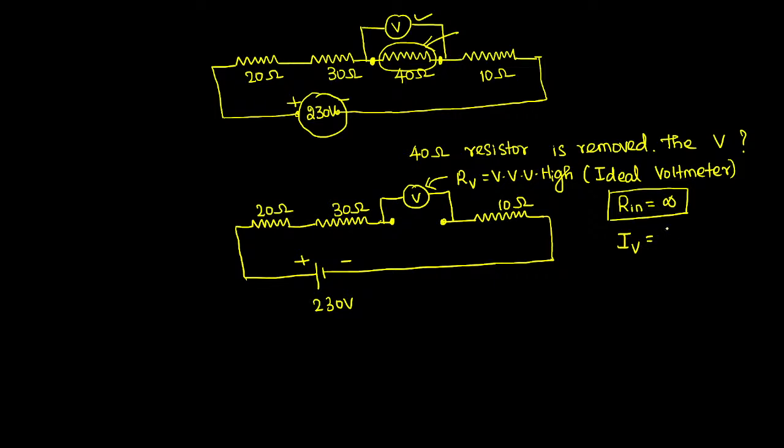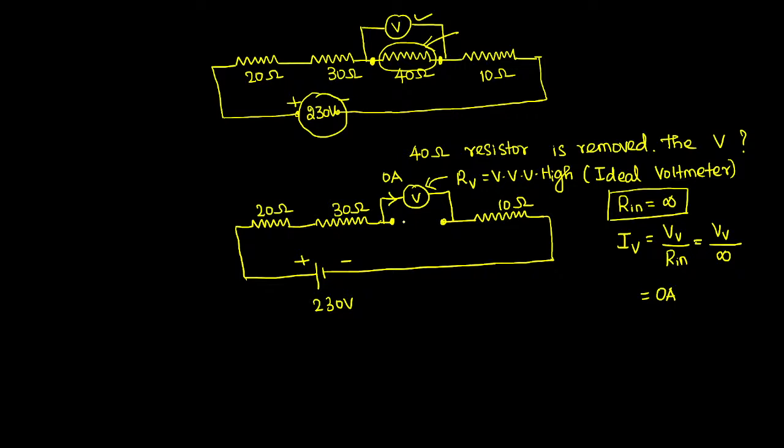The current through the voltmeter is the voltage across the voltmeter divided by the internal resistance of the voltmeter. Maybe you can obtain some voltage drop across this internal resistance, but the resistance value is infinity, so 1 by infinity becomes 0 ampere. So the current consumed by the ideal voltmeter is 0 ampere.